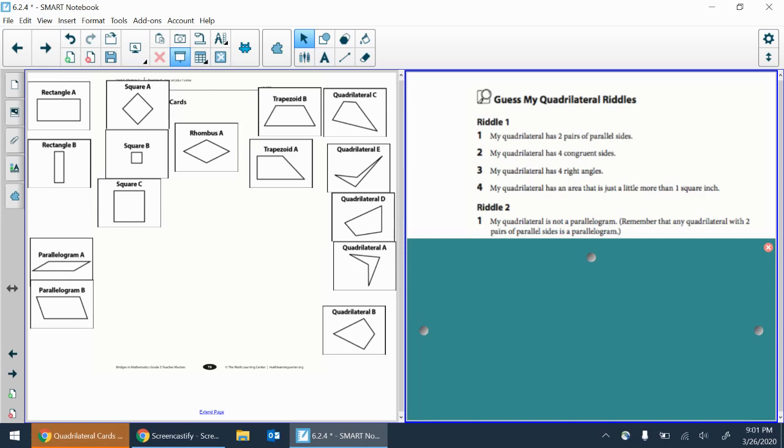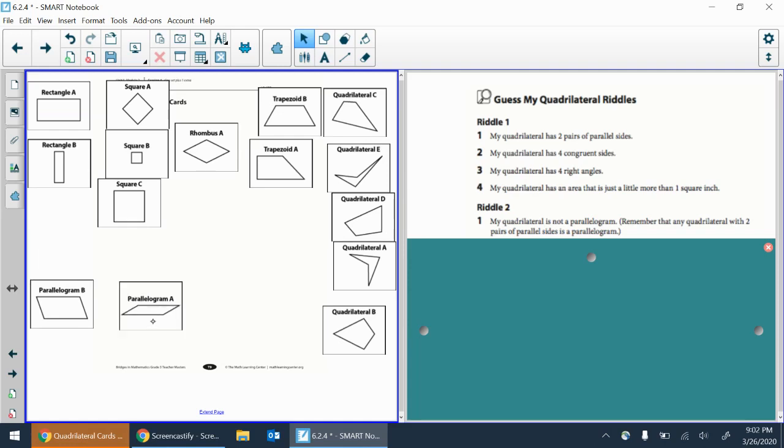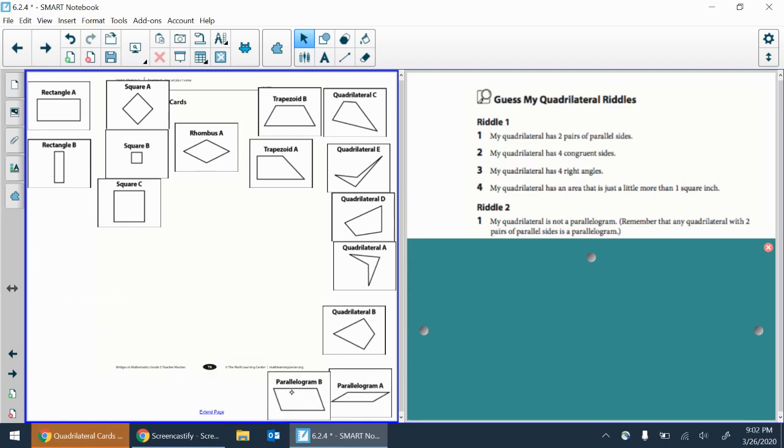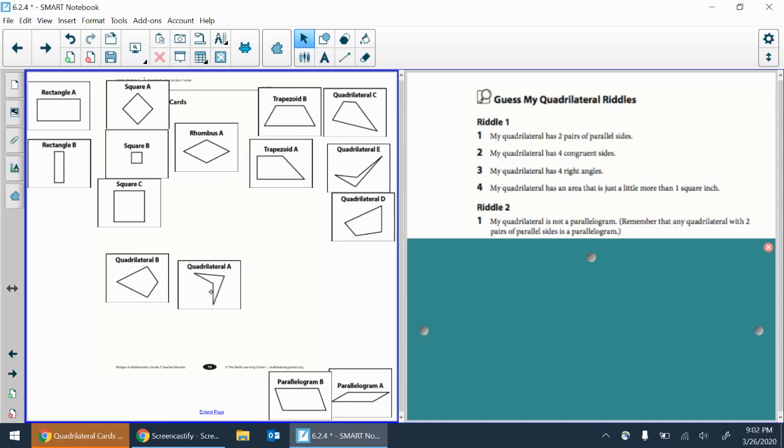Remember that any quadrilateral with 2 pairs of parallel sides is a parallelogram. So I want to find out the ones that are not parallelograms. Well, clearly my parallelograms over here are, so I do not want them in my sort. I want the things that are not parallelograms. This one is definitely not a parallelogram. This one is not a parallelogram. This one is not a parallelogram. Remember, a parallelogram is two pairs of parallel sides.